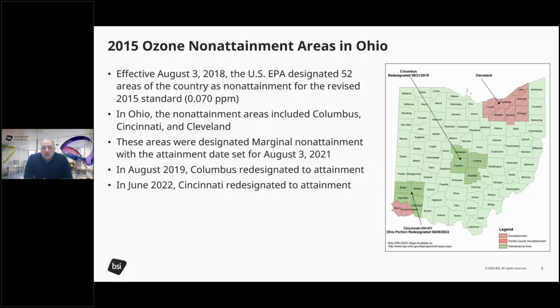So based on monitoring from 2016 through 2018, Ohio EPA was able to demonstrate that the Columbus area was able to attain the standard, and the area was officially redesignated as attainment in August of 2019. However, the Cincinnati and Cleveland areas did not meet the ozone standard by the marginal attainment date, so they were reclassified as moderate non-attainment in 2022. Later that year, based on the more recent monitoring data, the Cincinnati non-attainment area was reclassified as attainment.